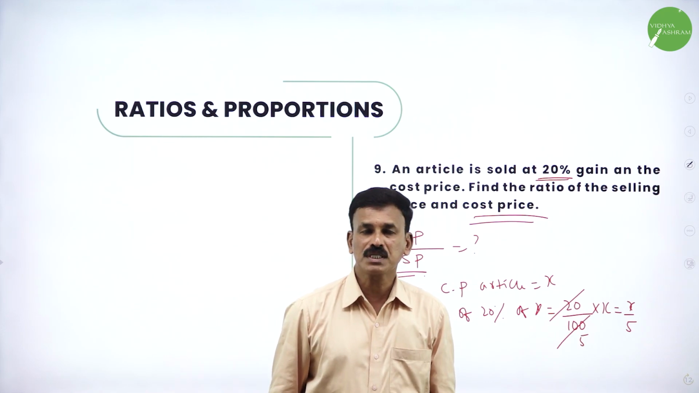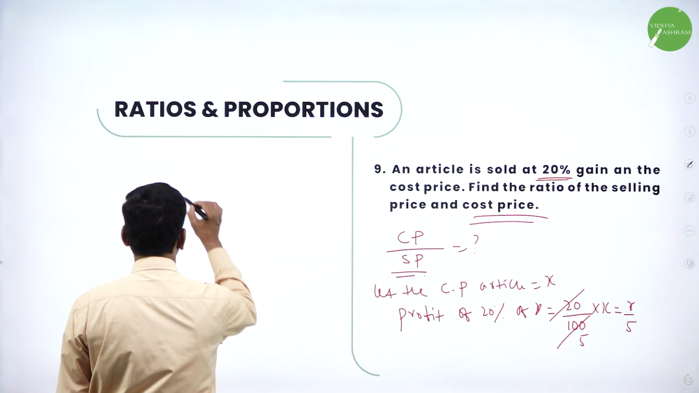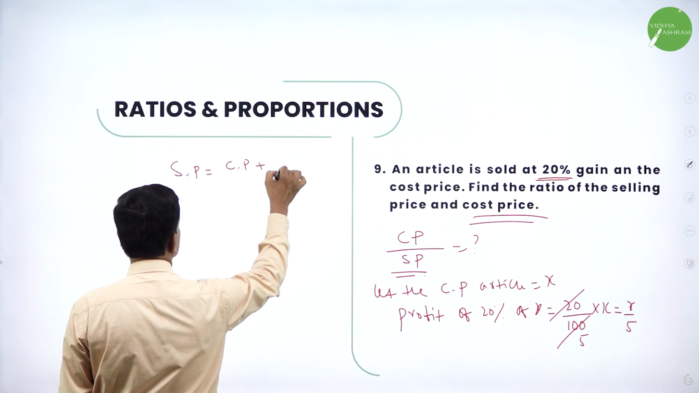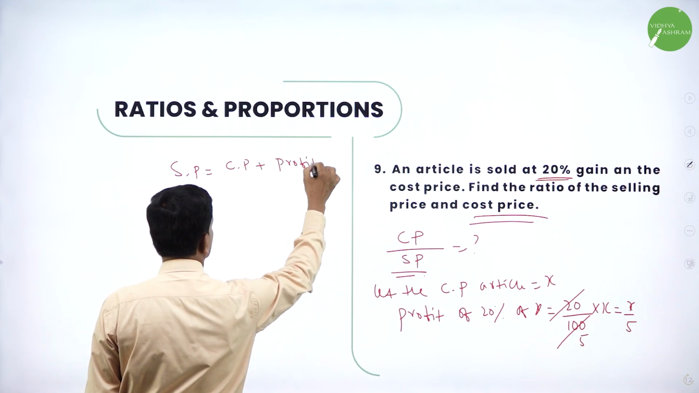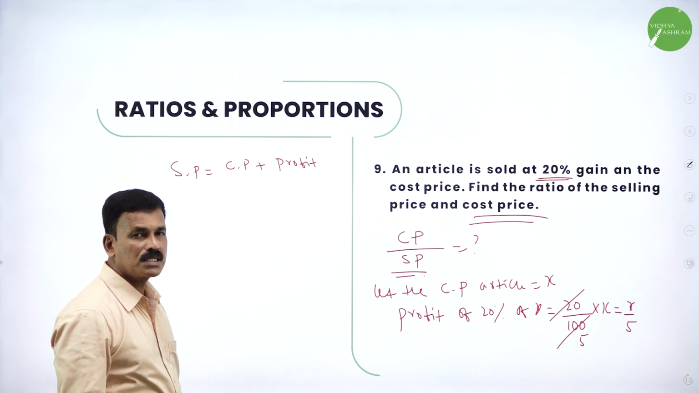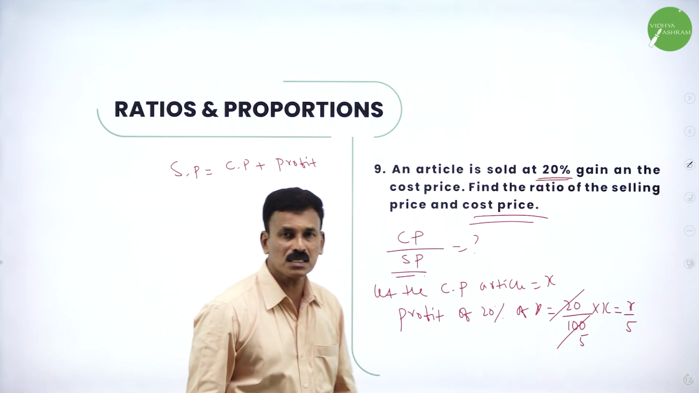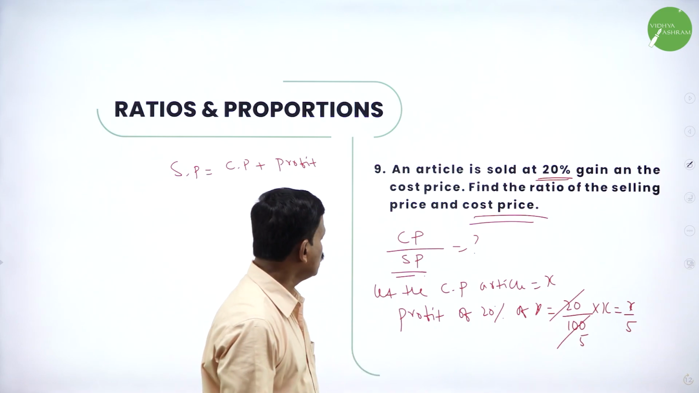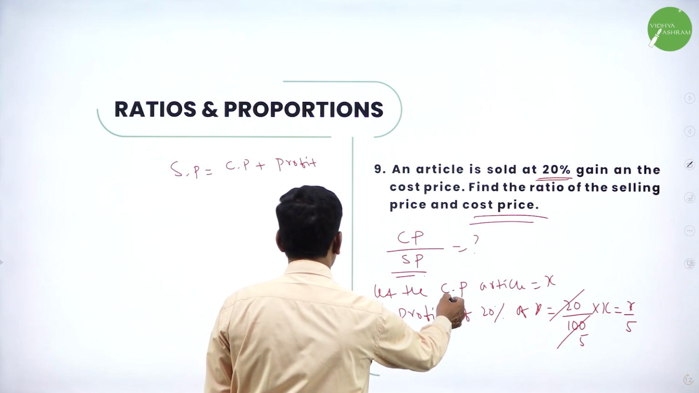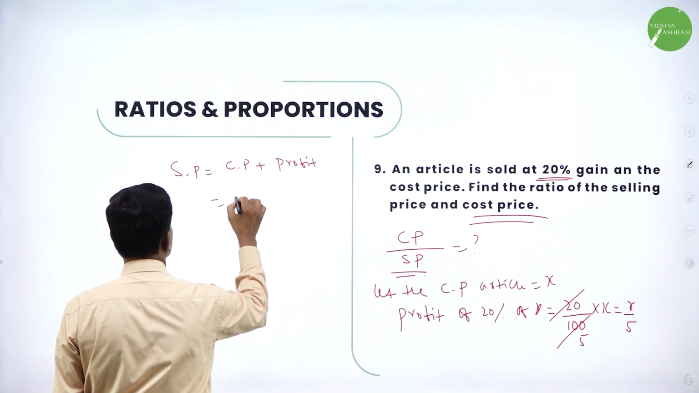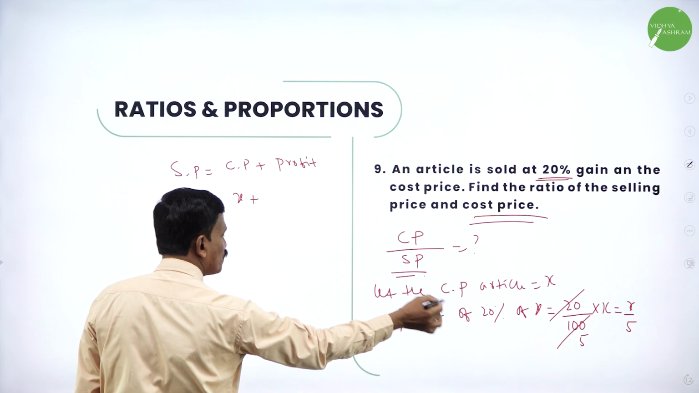Okay. Now you know the selling price. We know that the selling price is equal to cost price plus profit. What is the formula for selling price? Selling price is equal to cost price plus profit. Now what is the selling price? What is the cost price of the article? X. Selling price is cost price X plus what is the profit we got?